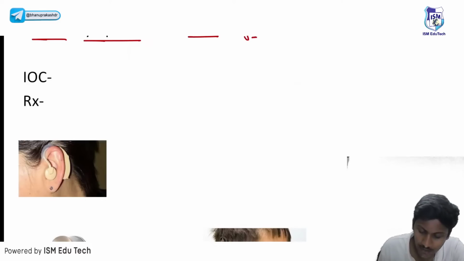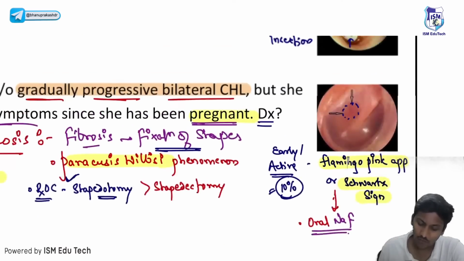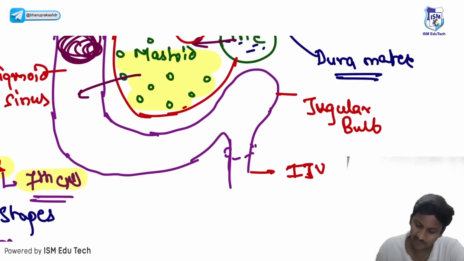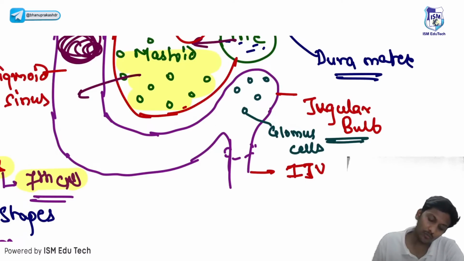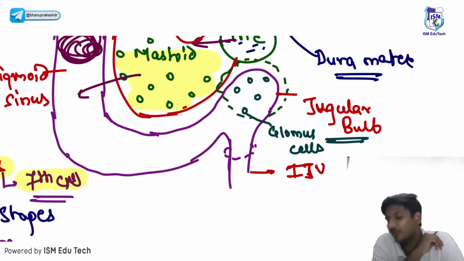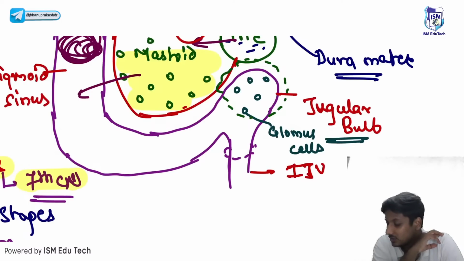That is important. And what happens here, as I've told you: beneath the floor of the middle ear, we have the jugular bulb. Around the jugular bulb, we have small cells. What are these cells called? These are called the glomus cells. So if a tumor arises from these glomus cells around the jugular bulb, it is called a glomus jugulare or a glomus tympanicum. Why is it called glomus tympanicum?